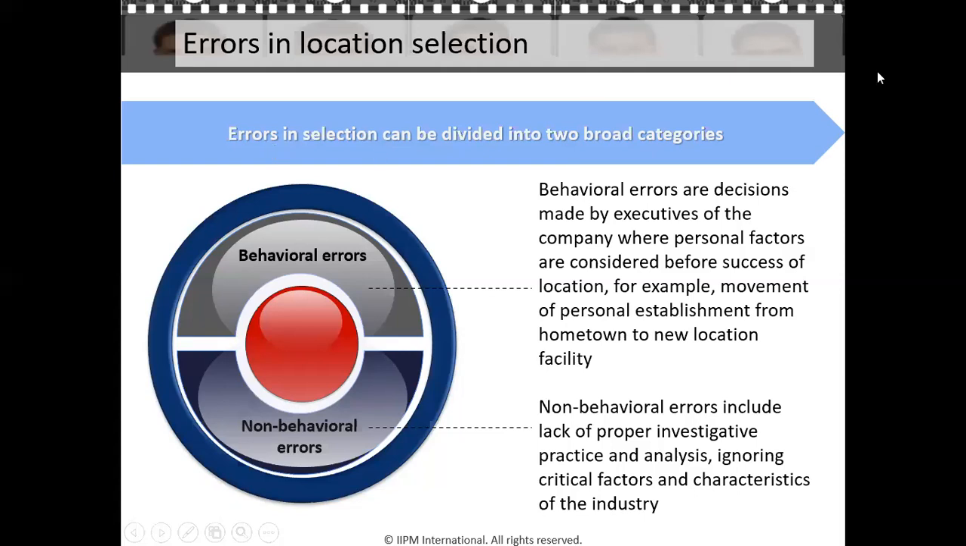For the behavioral errors, these are decisions made by executives of the company where personal factors are considered before success of location. For example, movement of personal establishment from hometown to new location facility. You have the non-behavioral errors, which include lack of proper investigative practice and analysis, and ignoring critical factors and characteristics of the industry.